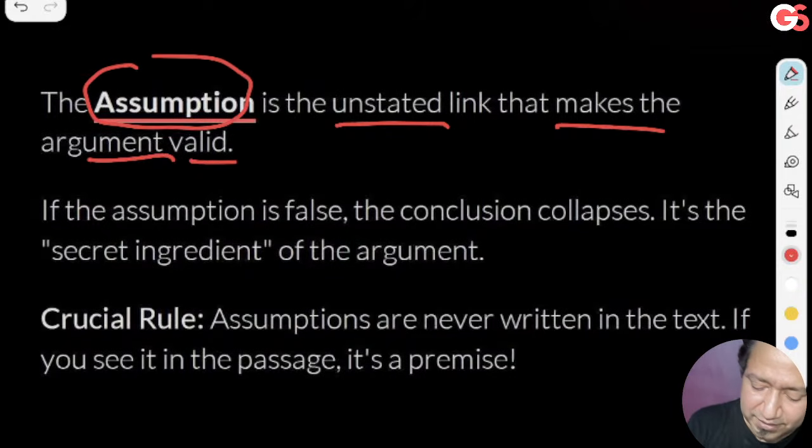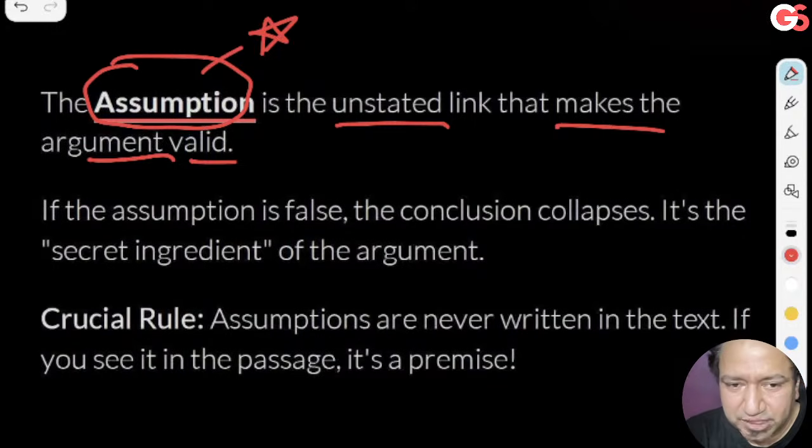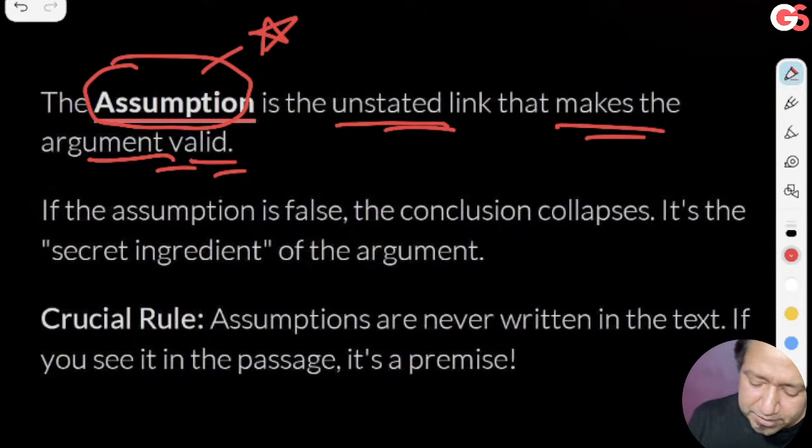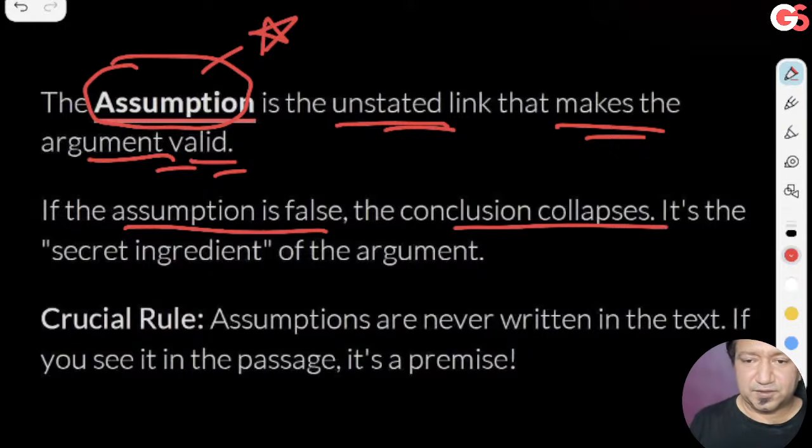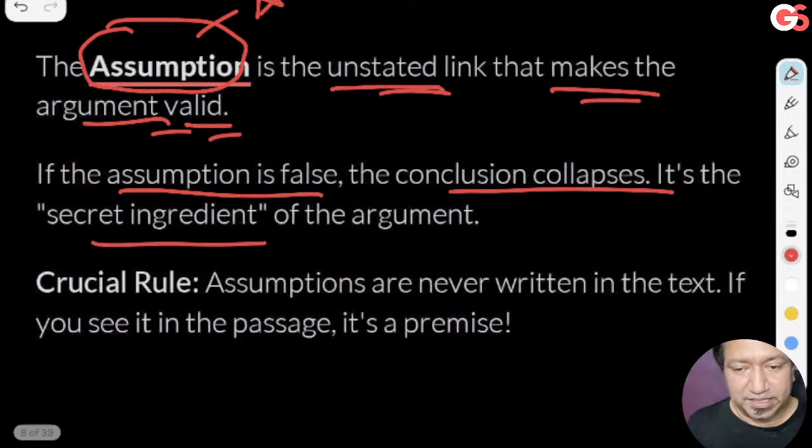The main thing is, this is the North Star. If you understand the assumption, everything else falls in place. You'll be able to understand the conclusion, the argument, and everything. So all your focus, all your energy should be driven towards understanding the assumptions. It's the unstated link that makes the argument valid. If the assumption is false, the conclusion collapses. It is the secret ingredient of the argument.